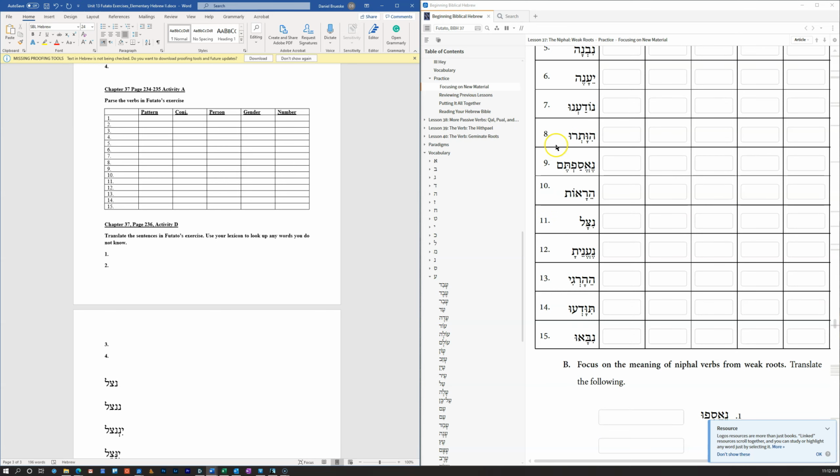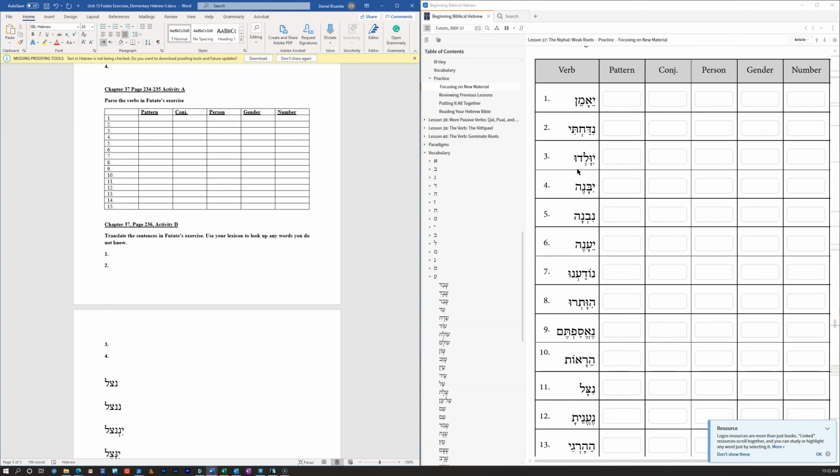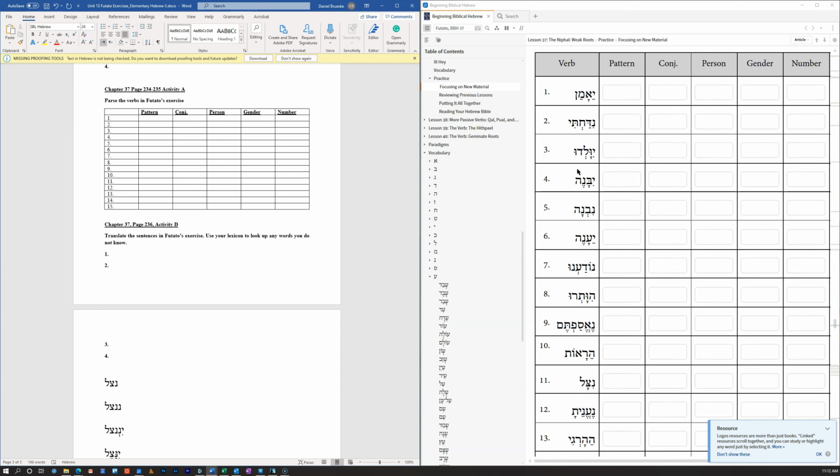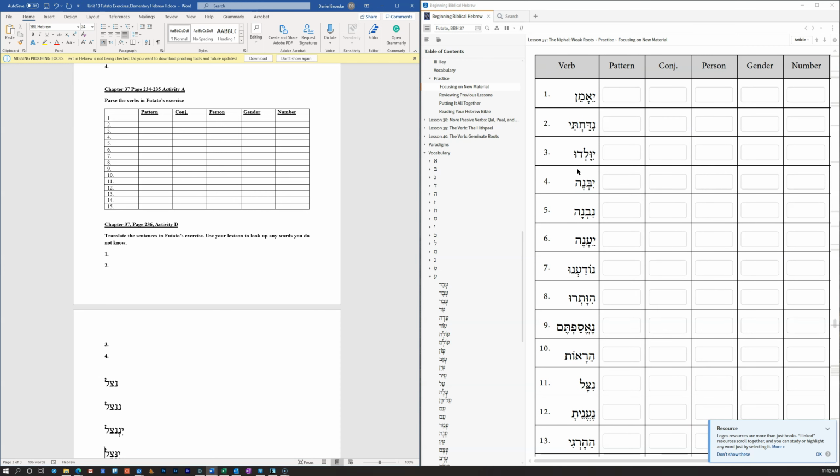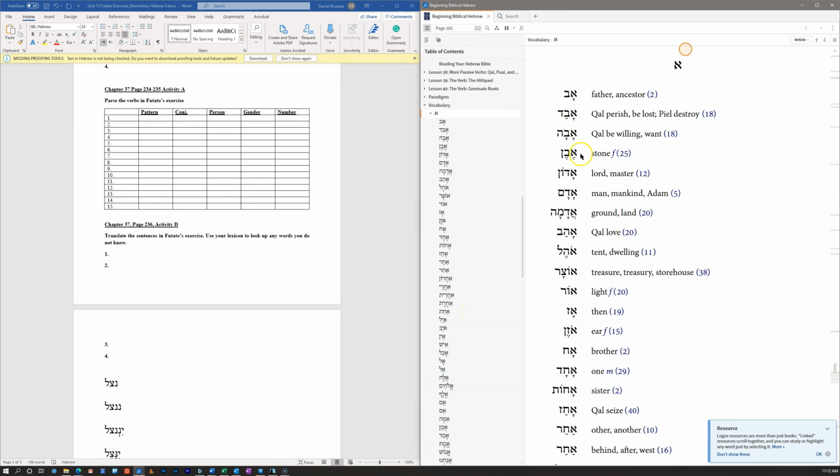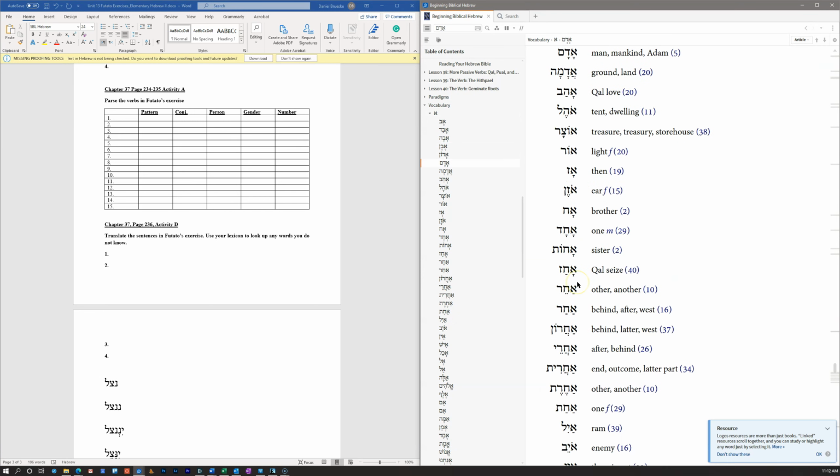All right, number 8. And some students have asked about how these patterns affect the meaning. So it's probably good for me to go through here and translate these just to show you how the meaning would be affected. So amen, I'm pretty sure that means to be true. Might mean to be faithful. Amen.